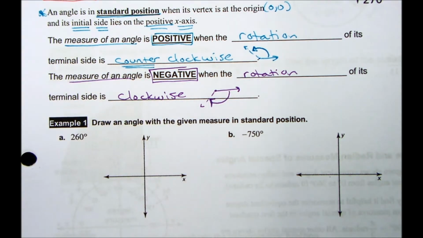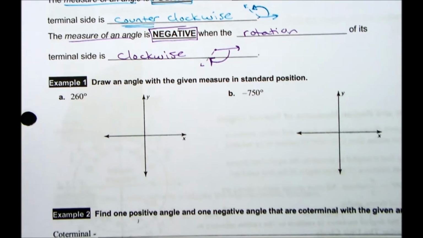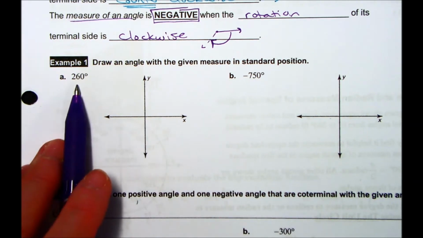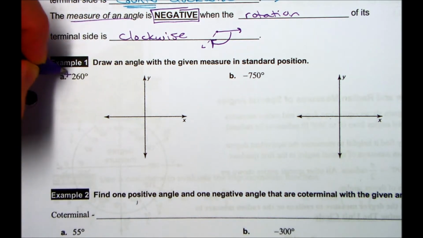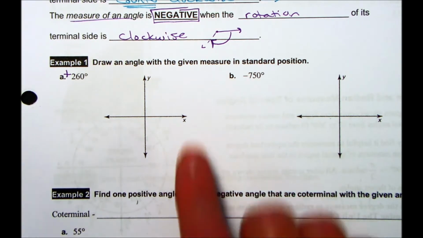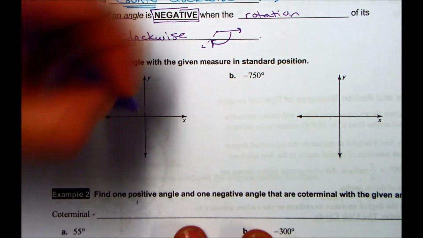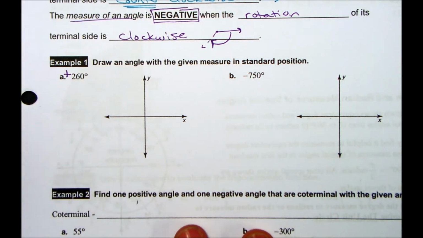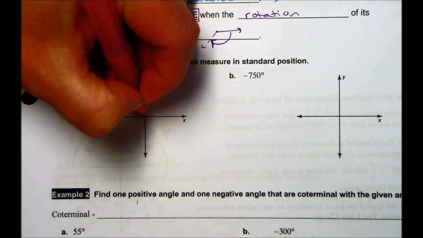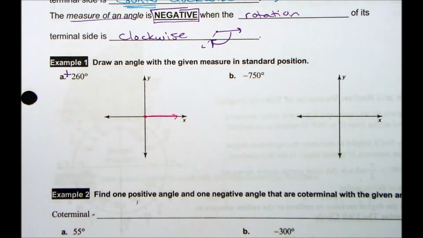Okay, so now that you know what's positive and negative, we're going to practice drawing some. That's one of the things you're learning, how to draw angles on the coordinate plane. The first thing you want to identify, so example 1A, this is a positive angle. And the other thing I'm going to do is write down my degrees. I know that my initial side is going to start at 0, 0, and it's going to go to the right.